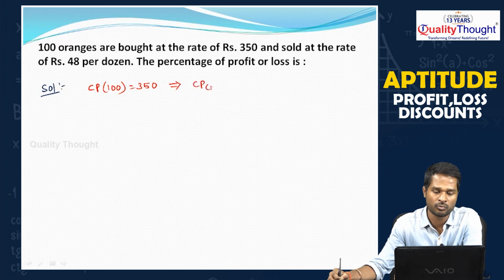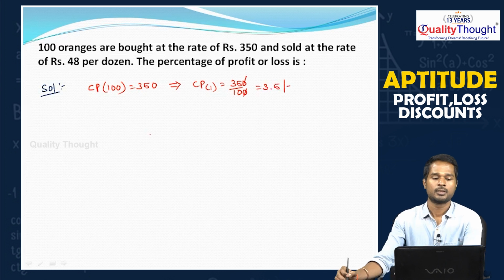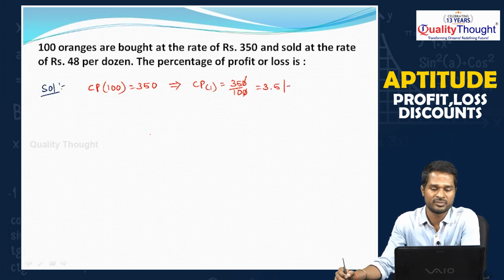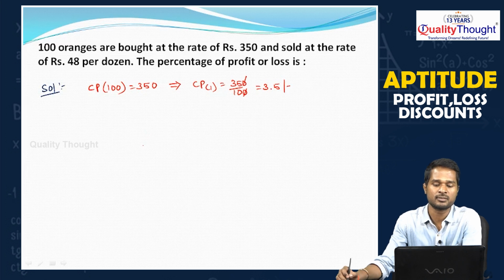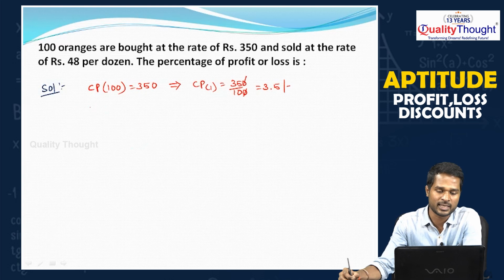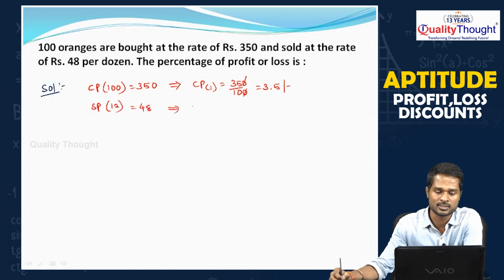So, cost price of one orange is 350 by 100. So, 0 will cancel, this is 3.5 rupees. So, 100 oranges he purchased for 350, means every orange he purchased for 3.5 rupees. Now, he said selling price of a dozen. SP of 12 oranges is 48. Now, check the selling price of one orange: 48 by 12, that is 4 rupees.